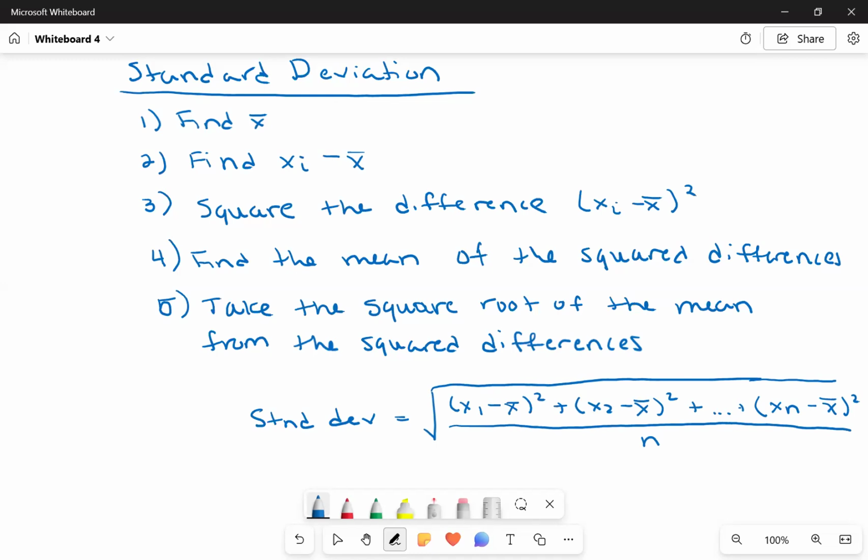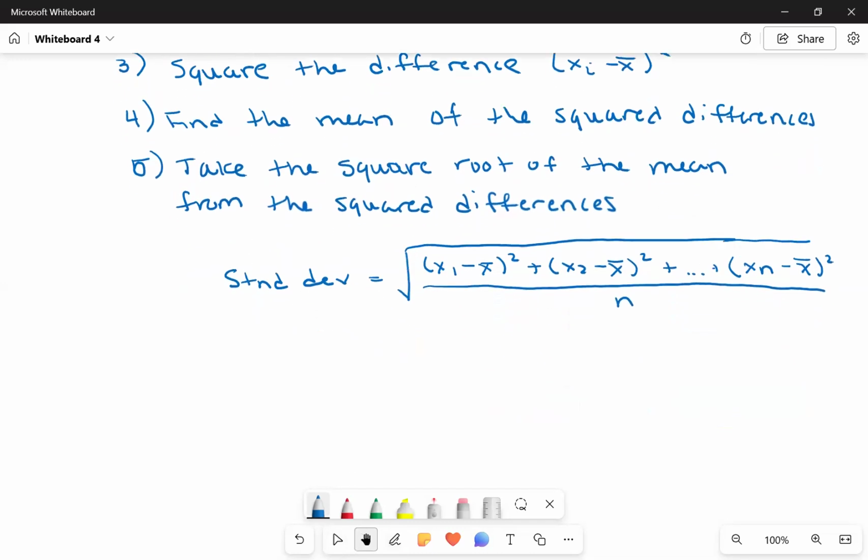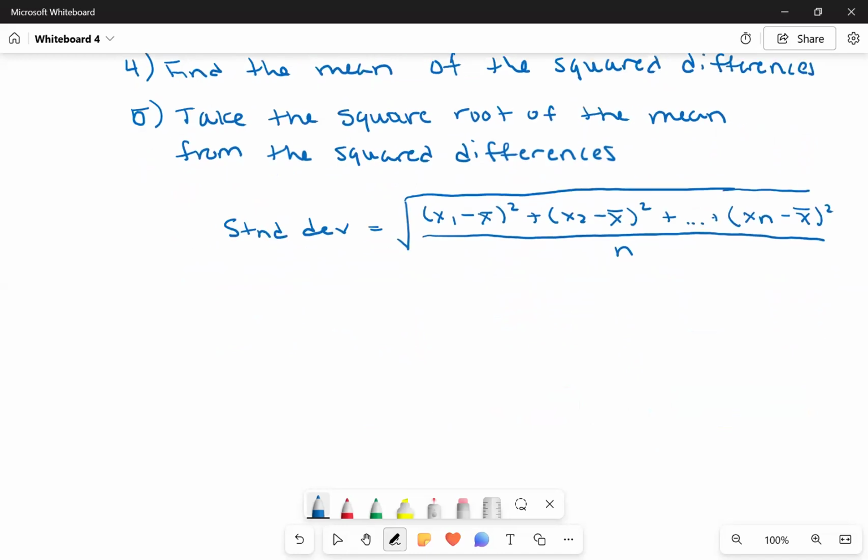It seems a little more complicated, but it actually isn't too bad. And we can still use a table just like we did before. It really isn't that bad. It just has this extra step of finding the square root. Okay, here we go. So let's do the same thing with set A and set B.